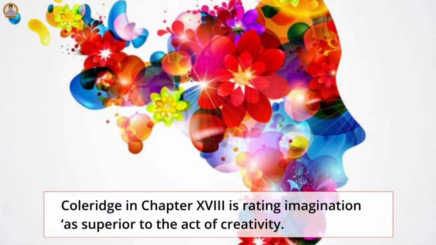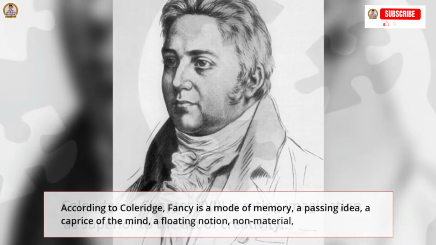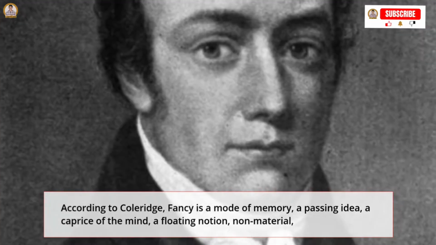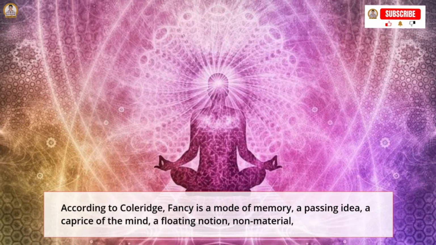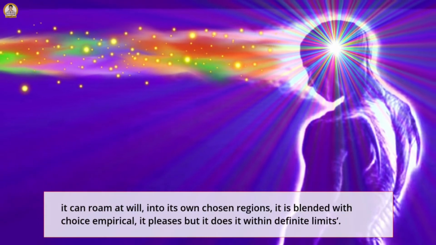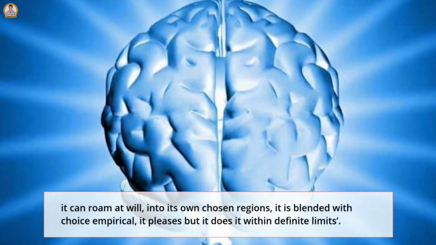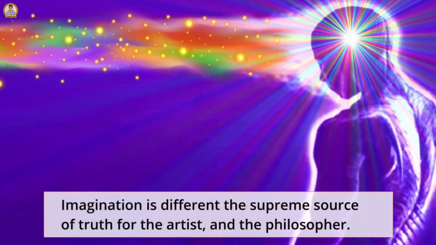Coleridge in chapter 18 is rating imagination as superior to the act of creativity. According to Coleridge, fancy is a mode of memory, a passing idea, a caprice of the mind, a floating notion, non-material, it can roam at will into its own chosen regions, it is blended with choice, empirical, it pleases but it does so within definite limits.